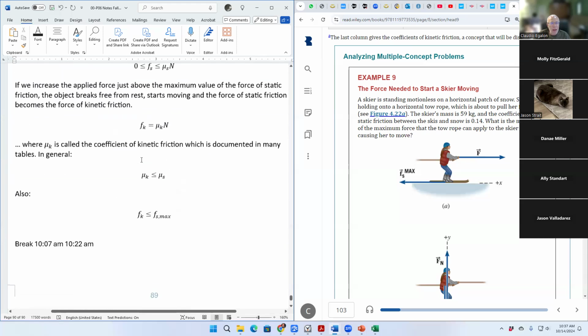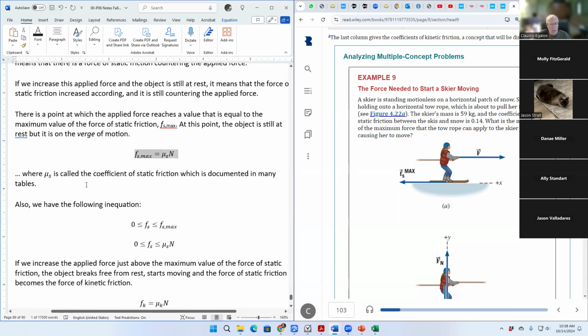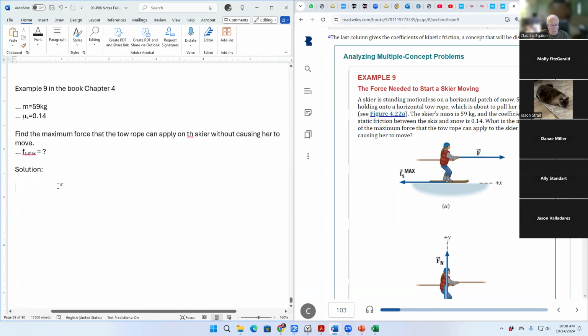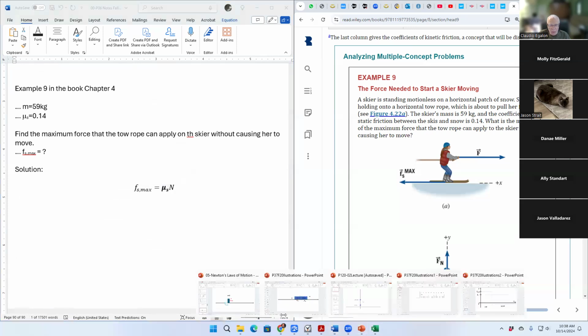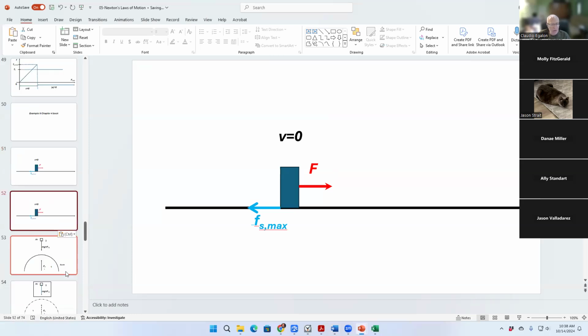The maximum value of the force of static friction is mu sub s times N. We have mu sub s, right? But we still do not have N. We do have mu sub s, but we do not have N. But N can be found easily by identifying the forces that act on the skier. Not only do we have this force F, and this force of static friction, but we also have the weight and the normal.